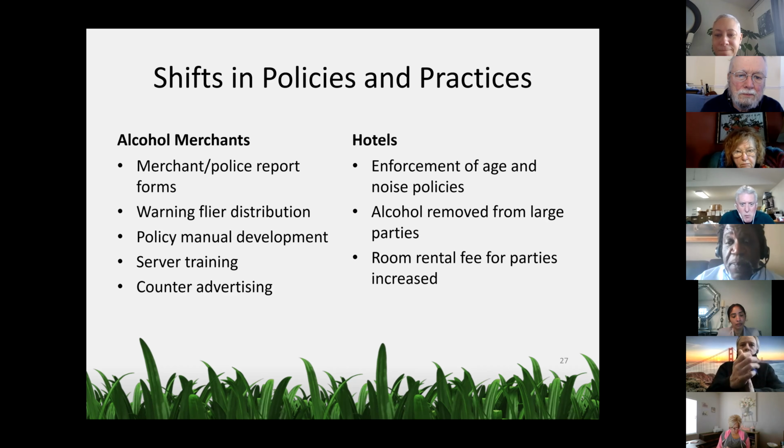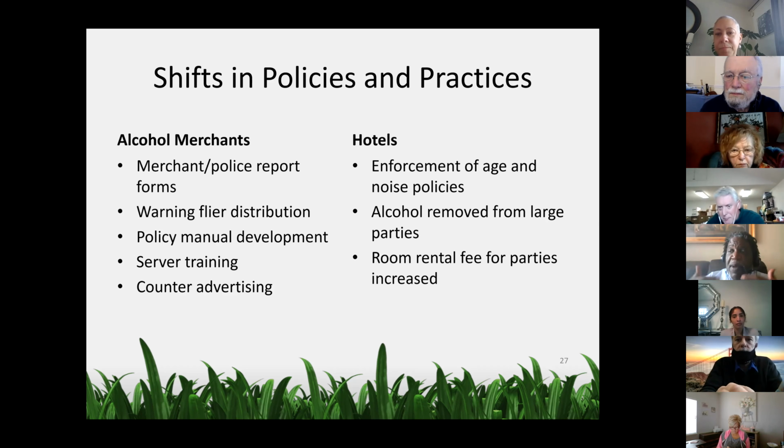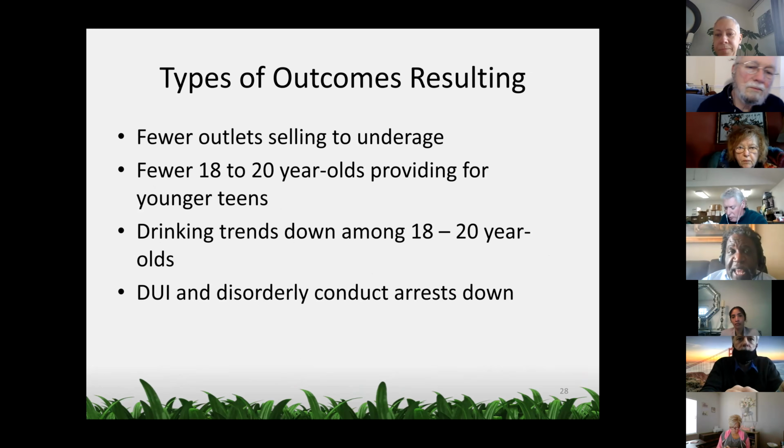Also, we've seen shifts in policies around hotels, about noise policies, alcohol removed from large parties, and room rental fees. We're seeing that a lot now with what's that thing called Airbnb. They're doing some policies around partnering with coalitions and members to make sure they're doing things collectively to impact that change as well.